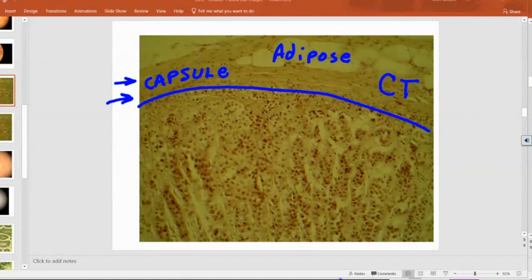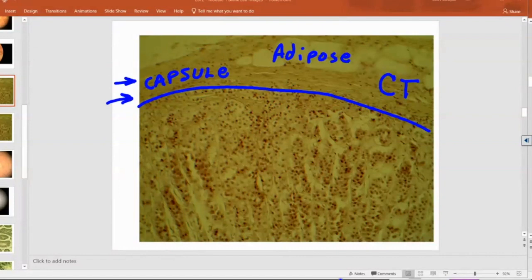You might remember in A&P 1, you weren't allowed just to say connective tissue. You had to say dense regular connective tissue or dense irregular connective tissue. In A&P 2, you can just say connective tissue, okay? It's just generalized connective tissue. I'm fine with that. Below that, here, see our nice round nuclei? What does that mean? Cuboidal. These are all cuboidal cells.